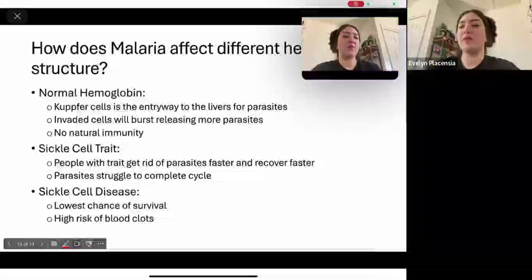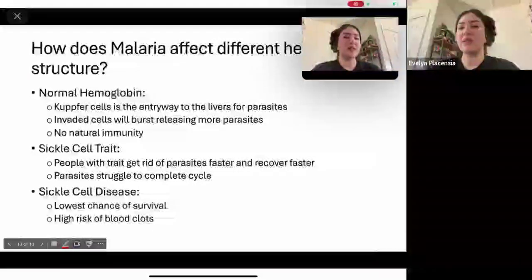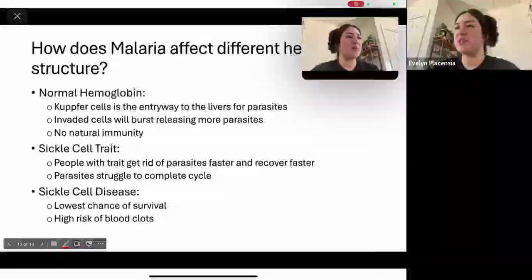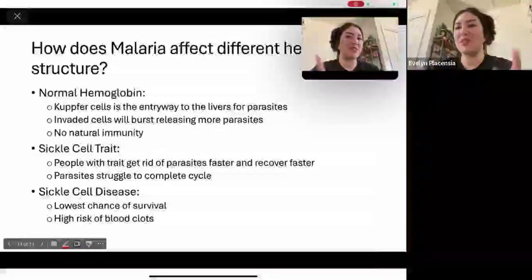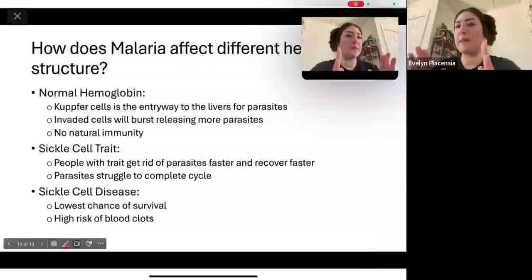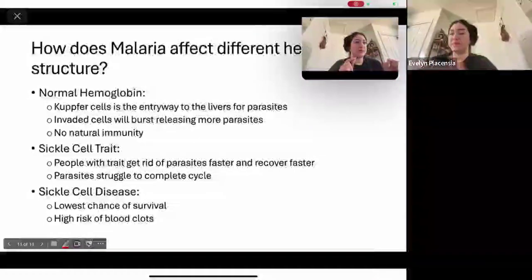People with this trait, they also get rid of their parasites faster. We understand that these parasites will eventually find their way to red blood cells. But these red blood cells are already misshapen. Can't remember if I mentioned this or not, but sickle cell trait has a mix of both normal erythrocytes and sickled erythrocytes. So it's a blend of both, while sickle cell disease is just sickle cells.